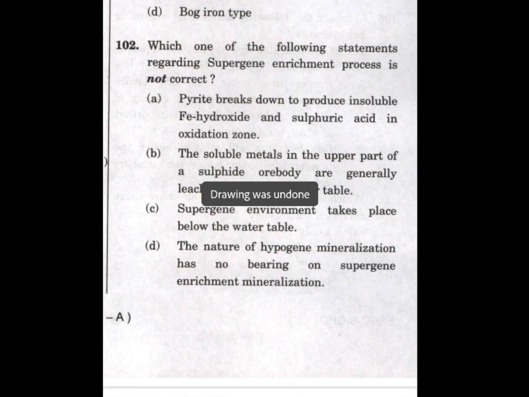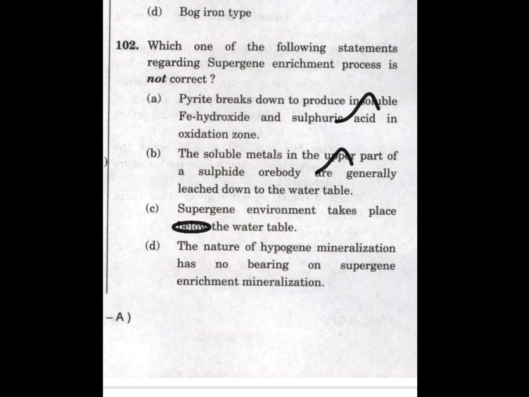Okay, next question is 102. Which one of the following statements regarding supergene enrichment process is not correct? Here four statements are given. Pyrite breaks down to produce insoluble iron hydroxide and sulfuric acid in the oxidation zone. Yes, correct. The soluble metals in the upper part of the sulfide ore body are generally leached down to the water table. This is correct. Supergene environment takes place below the water table. No, this is incorrect. Usually the supergene environment is above the water table.